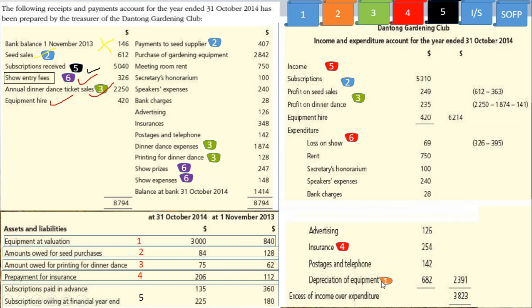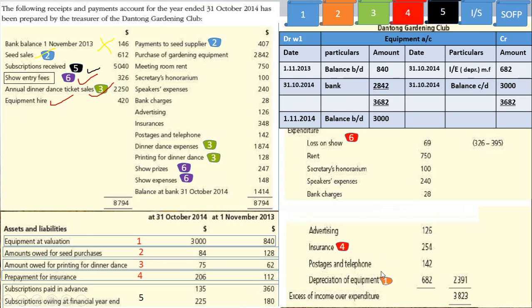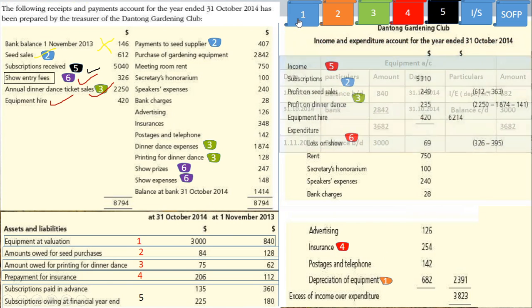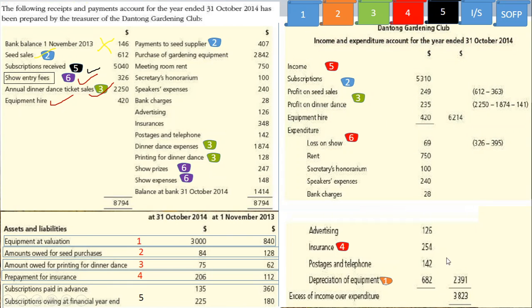And then depreciation for equipment, this had come from your number 1. So you don't have to worry about that. This also come from 1. So now we have recorded all the income and expenses. So you add up the income. Total income comes to 6214. Total expenses 2391. So if you subtract this from this, you have a profit. That's called surplus. You can either write surplus or we can write excess of income over expenditure. So that's how you prepare your income and expenditure account.